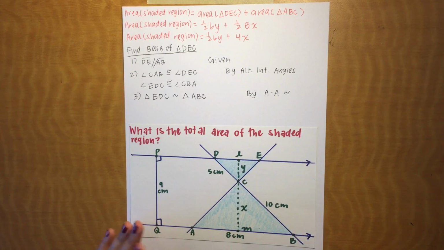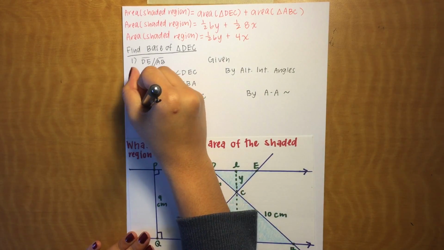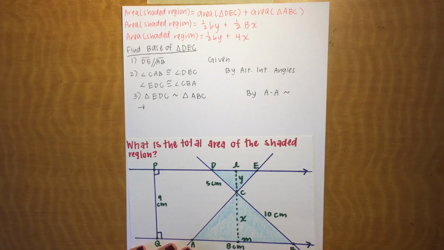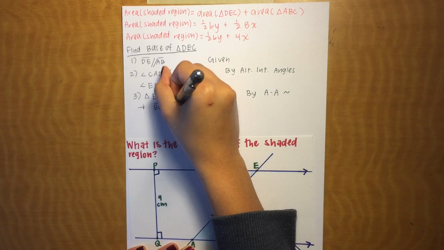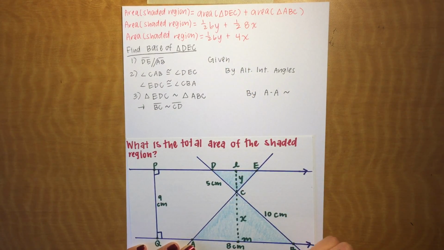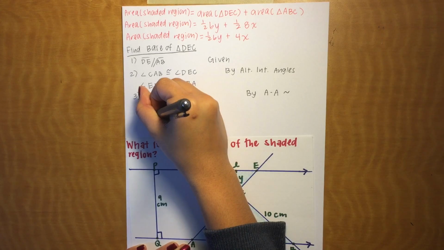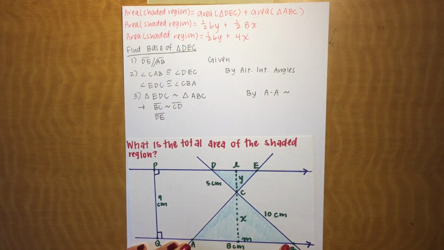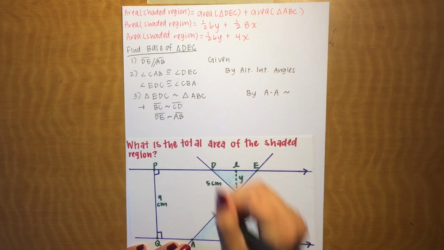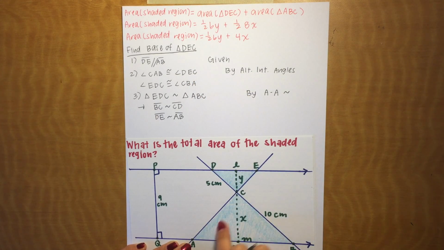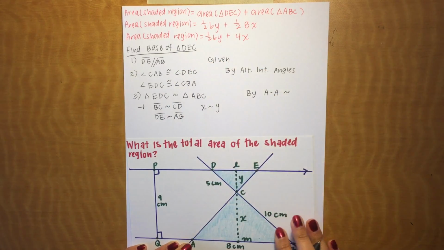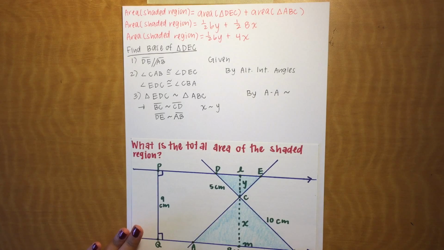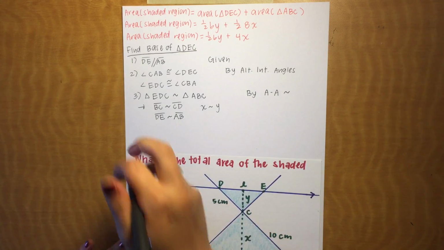Now that we know they're similar, we can find a scale factor. This similarity shows corresponding sides. It shows that BC corresponds to CD, and that DE corresponds to AB, which will be helpful later, and x corresponds to y. So let's use what we know. BC corresponds to CD, so let's find a scale factor.